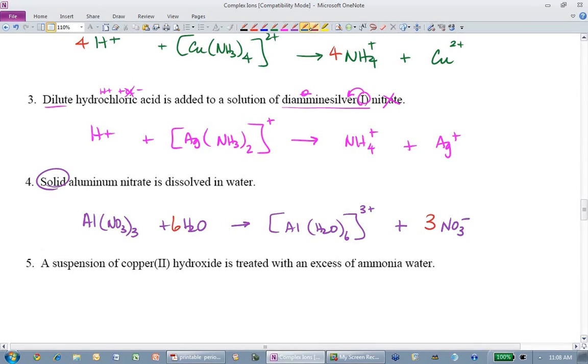Next, I have a suspension. We've talked about this word before. Suspension is different from saturated. So I have a suspension of copper 2 hydroxide. It's treated with an excess of ammonia water. So a suspension means that I have some suspended particles. So it's kind of code for solid. So you're going to put your copper 2 hydroxide down as a reactant, and then your ammonia.